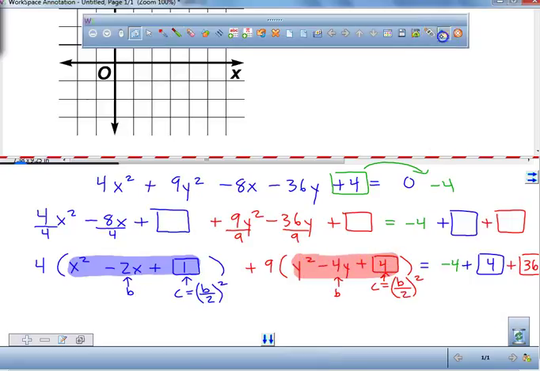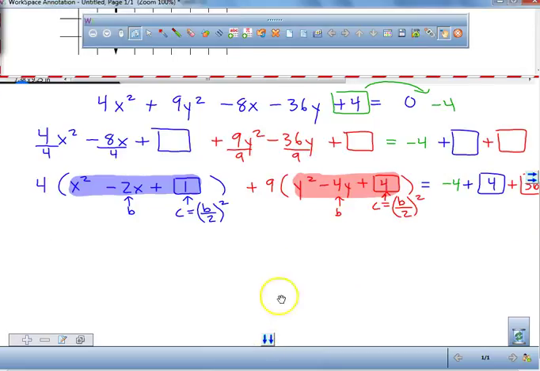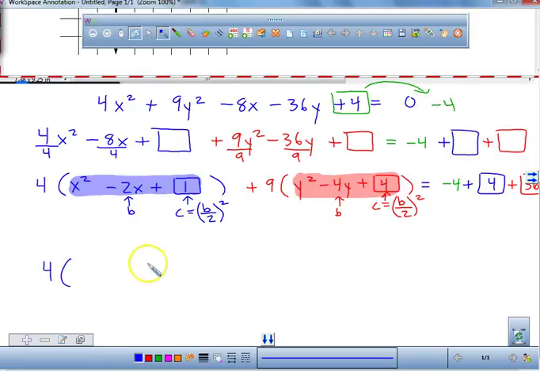All right, so right now we're moving down, moving down, moving on down. We got to factor this guy.